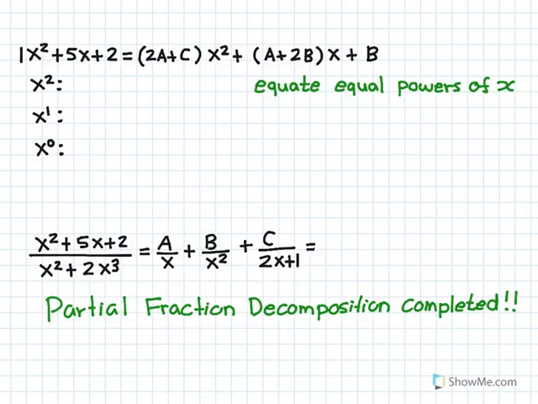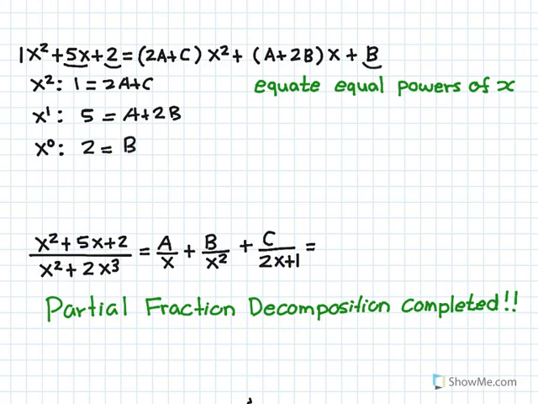All right, so let's look at all the powers of x squared, and what we get on the left-hand side, we get 1 is equal to 2a plus c. Equating powers of x on both sides, we get 5, because we have 5x here, is equal to a plus 2b. And looking at the constant term, that's 2 on the left-hand side, and the constant term on the right-hand side is b. Well, the good thing is b is already solved for.